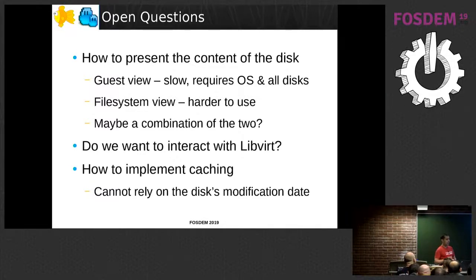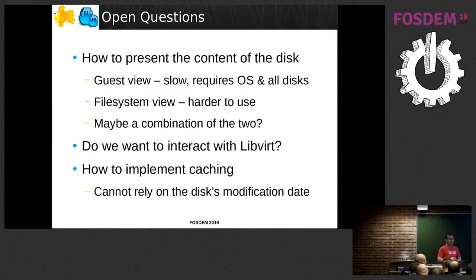Alternatively, we can provide a file system view, list all the file systems, and list the content of each of them separately. That way we will not suffer from the drawbacks I mentioned before, but it is harder for the end users because users don't necessarily know on which file system the file they are looking for resides. They know where it resides only from the guest point of view. So my current plan is to combine those two views, to provide both of them to the user and let the user decide which one he wants to use.